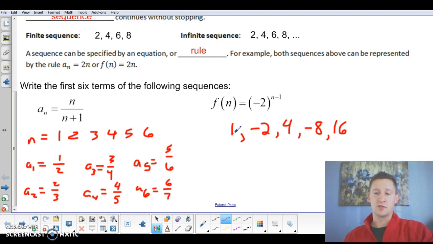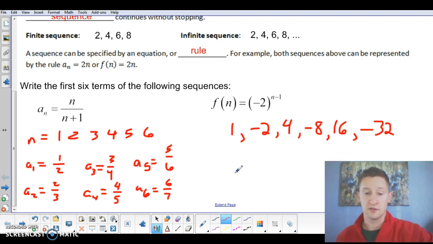Now you notice the sign keeps changing each time because my negative is inside of parentheses. So when I raise it to a power, it's going to change. When the power is odd, it will stay negative, because a negative number raised to an odd power stays negative. But a negative number raised to an even power will become positive. So by that pattern, this one should be negative. Plugging in 6, 6 minus 1 is 5. Negative 2 to the fifth is indeed negative 32. So there would be the first 6 terms in that particular sequence.